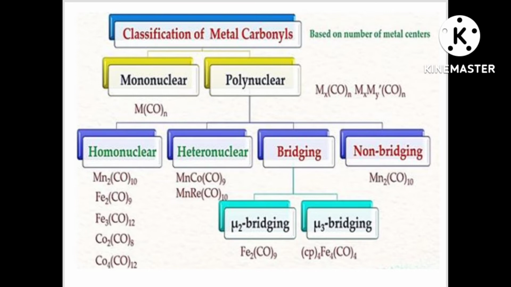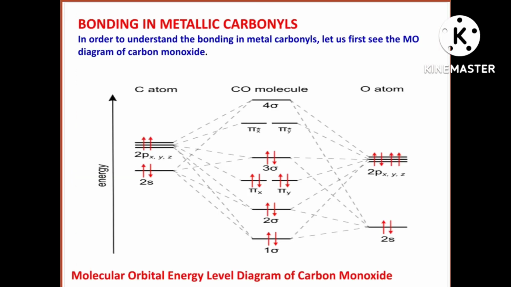And again, bridging metal carbonyls are divided into two types. The first one is the mu2 bridging metal carbonyls and the second one is the mu3 bridging metal carbonyls. To understand the bonding in metal carbonyls, first of all we have to understand the MOED of carbon monoxide. MOED means molecular orbital energy diagram.